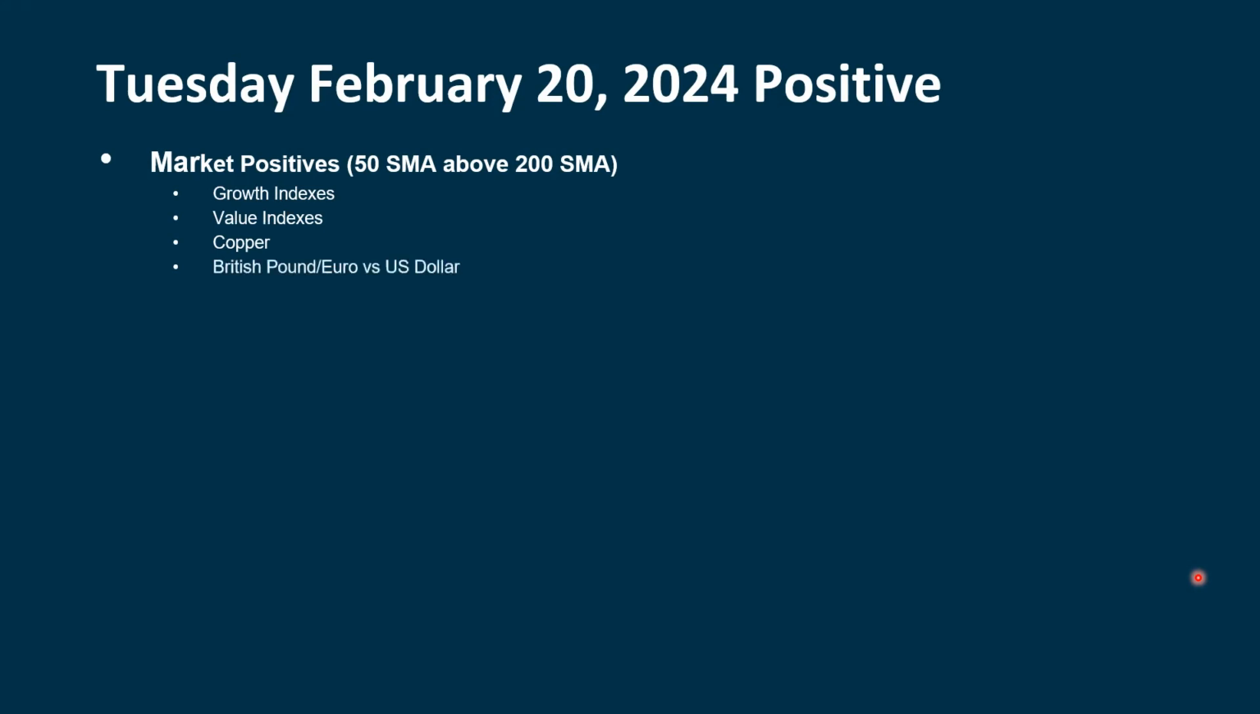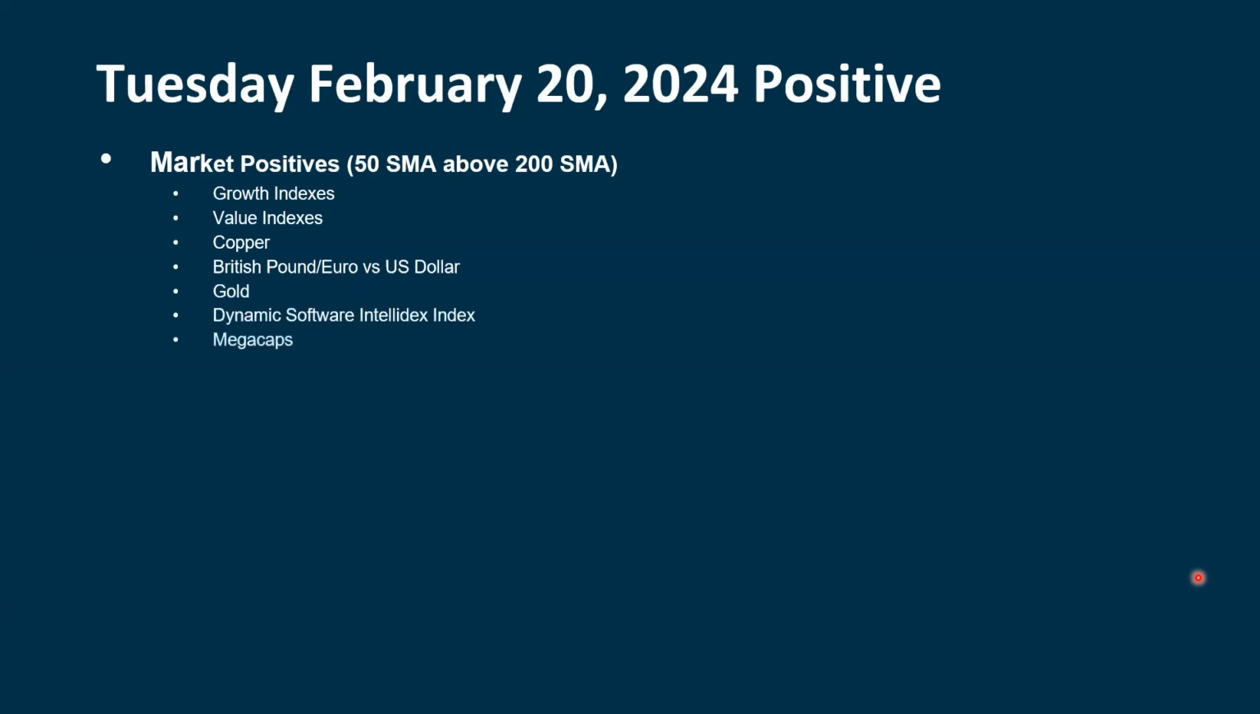All right, then at the end of this, I have a whole list of the things that are positive and those things that are negative. My definition of positive as it applies to this video is when the 50-period simple moving average is above the 200-period simple moving average. And if you watched the video a week ago, there hasn't been a change. We have the growth indexes and the value indexes. Copper is chopping around, but it's still in an uptrend. The British pound and the euro compared to the dollar, even though they've been pulling back. Gold, even though it's been pulling back, it's still in an uptrend.